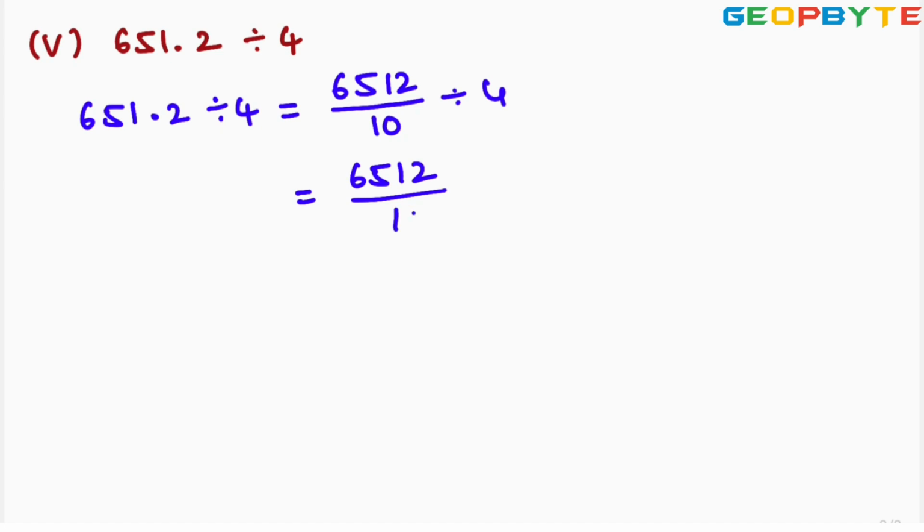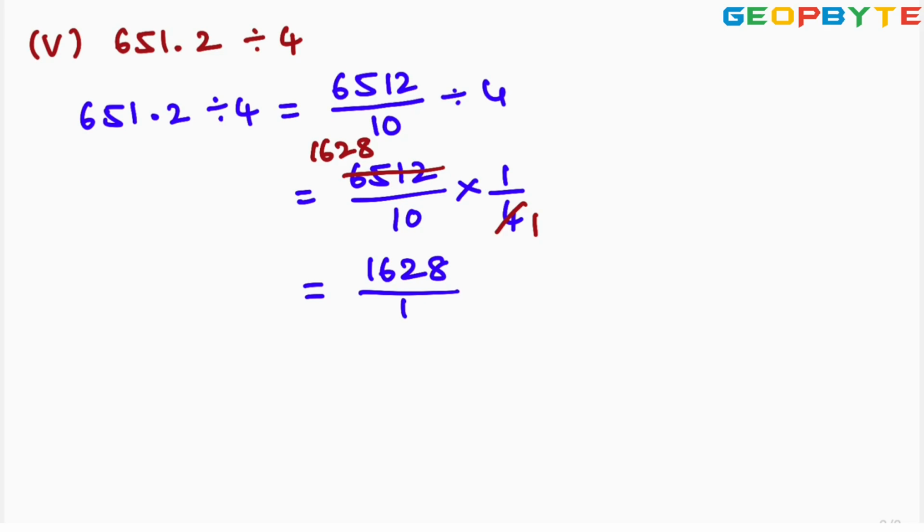6512 by 10. Here we need to find the reciprocal. So the reciprocal of 4 is 1 by 4, and we need to change the division symbol to multiplication into 1 by 4. Here 4 ones are 4, 4 1 6 2 8s are 6512. So we are getting 1628 by 10.